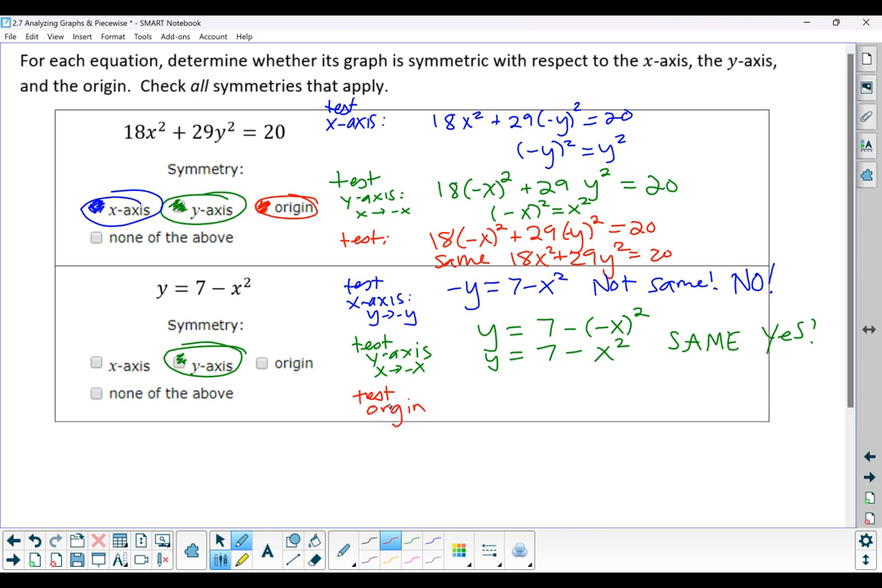To test the origin, we would replace both. And you can see that the y over here would stay negative. The x could be written this way. And again, this is actually the same equation as the first equation, which is not the same as the original. So that's a no. So this one only has y-axis symmetry. If you're good, you could probably think of the graph to help you do this one. It's a reflected parabola that's been shifted up 7 units. So if I graph it, you can see that it does have that y-axis symmetry, but not the other two.